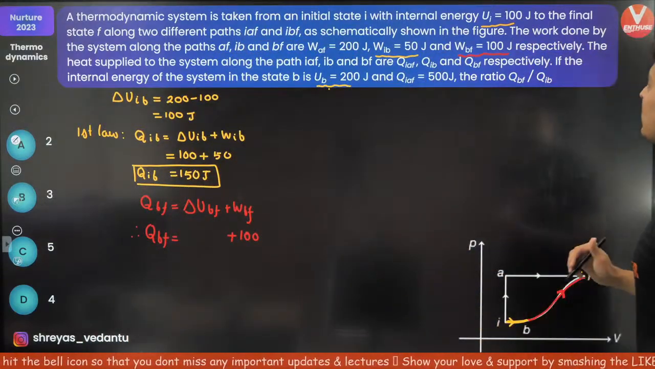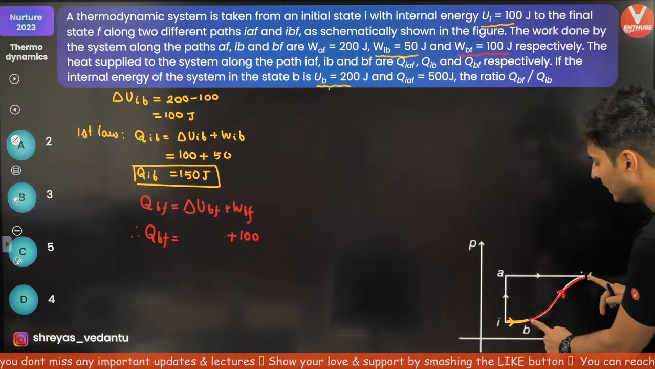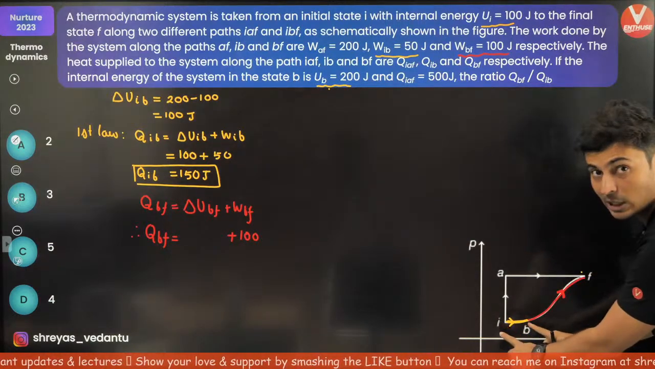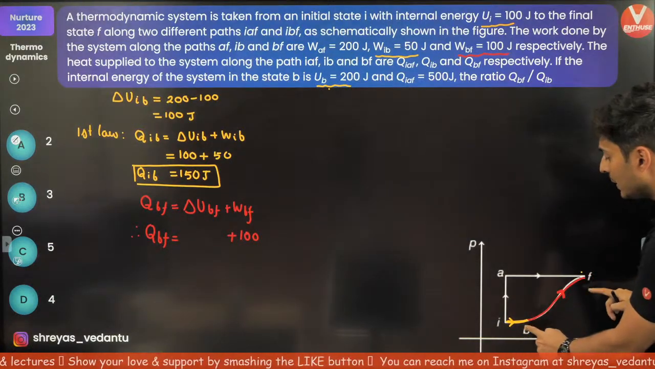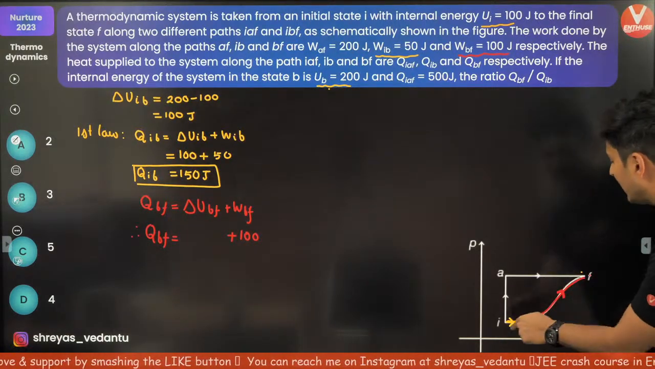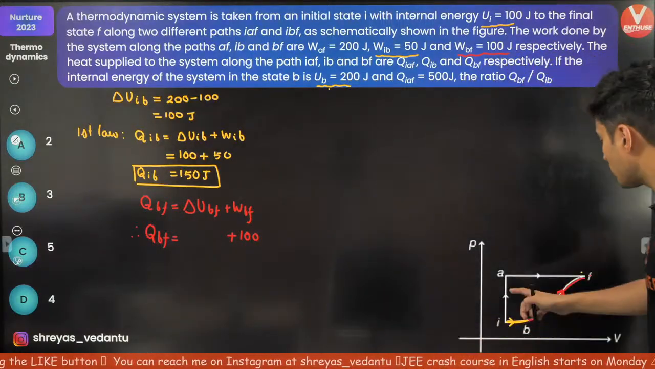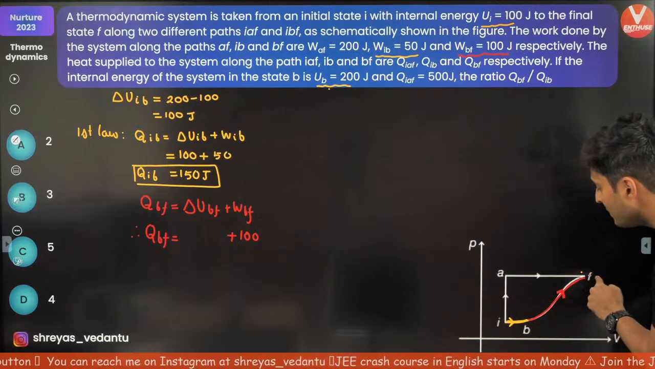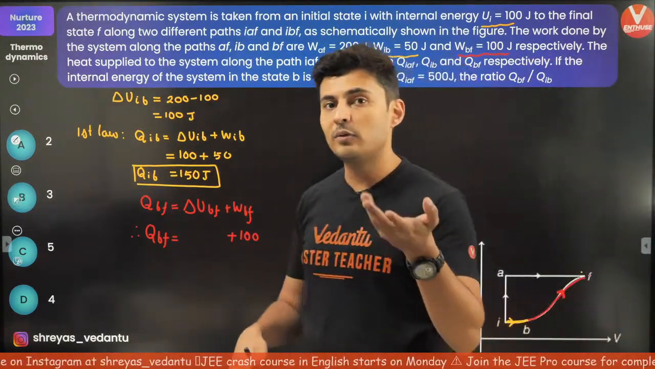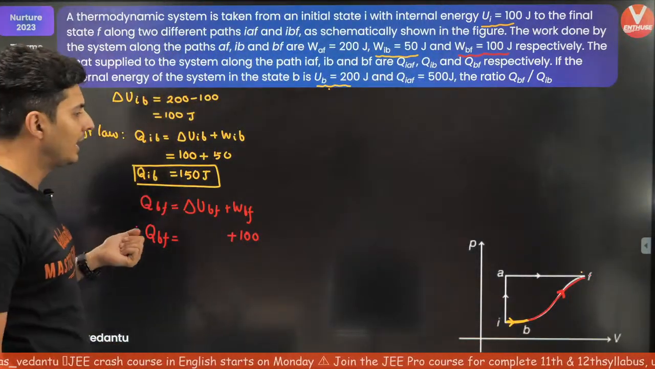Acha. Now, what do we do? In order to find this delta U, maybe I should find this delta U, because I know this delta U, the yellow one. To find the red delta U, since it's a state function, I should find the total delta U between I and F. And I know delta U does not depend on the path. So instead of finding the delta U for IBF, I can find the delta U for IAF. Understood, my warriors? Let's try and find that out and see what do you get.